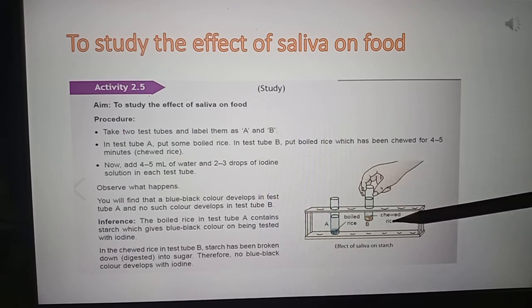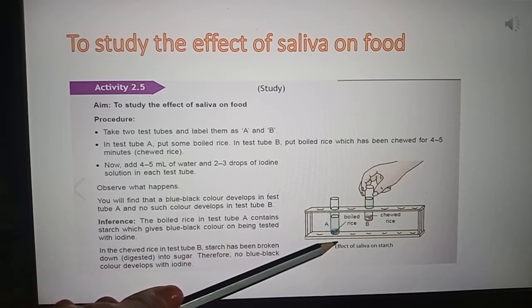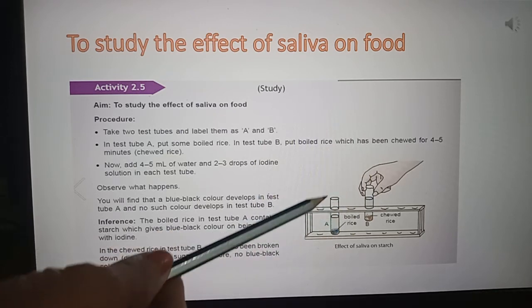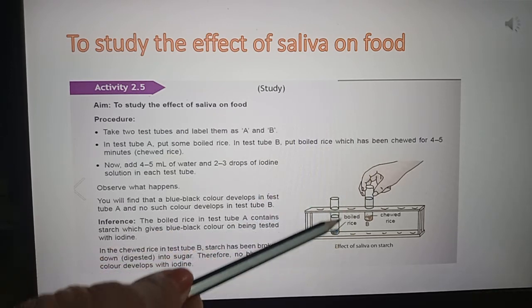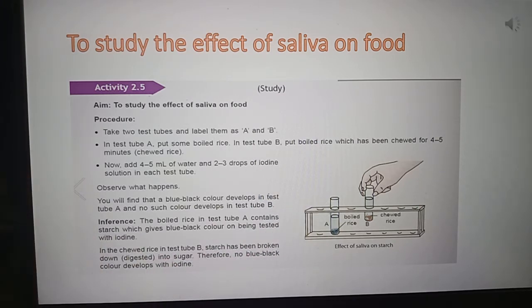So why does this happen? This happens because the boiled rice which you have kept in test tube A has starch. And due to the presence of starch, it has given the positive iodine test. It means it is appearing blue-black in color because starch is found over there.